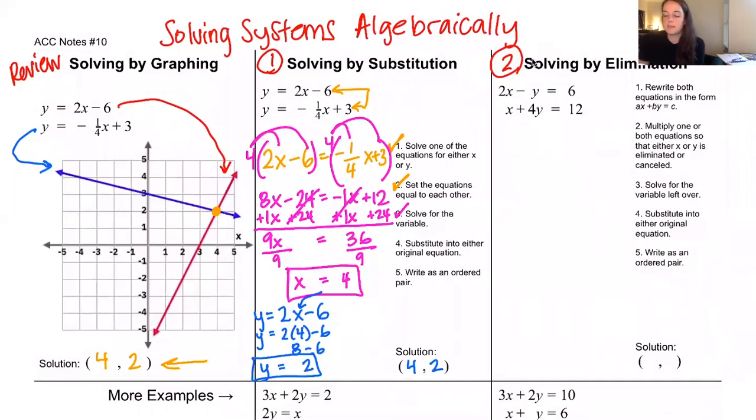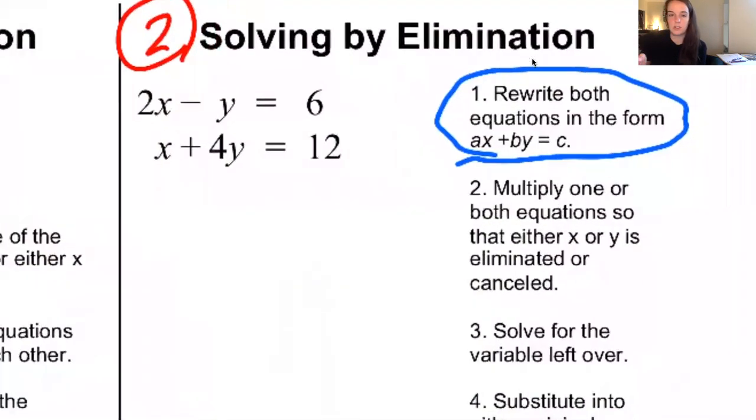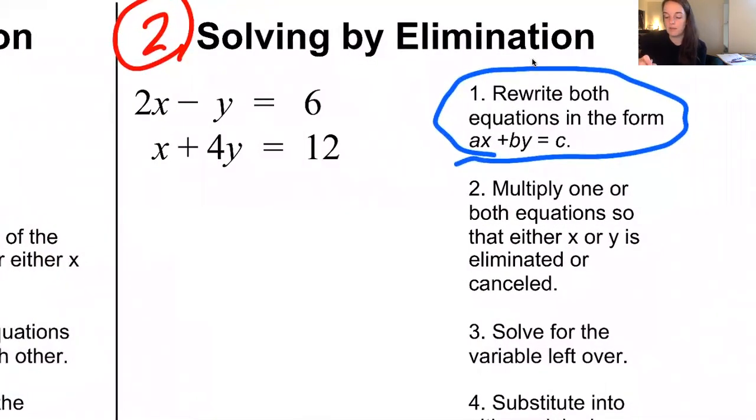So the first step for solving by elimination is to rewrite both of the equations in this format, ax plus by equals c. We talked about this being called standard form, which these equations are already written in, right? So 2x, y, and a number. So they're already written in standard form. It says multiply one or both equations so that either x or y is eliminated or canceled, right? So what I essentially want to do is be able to add these equations together.